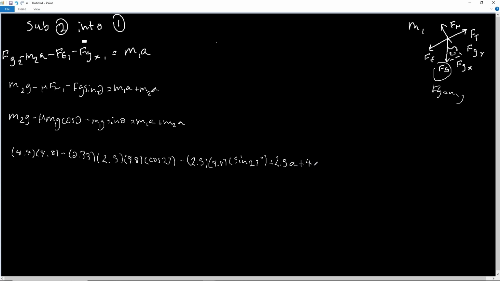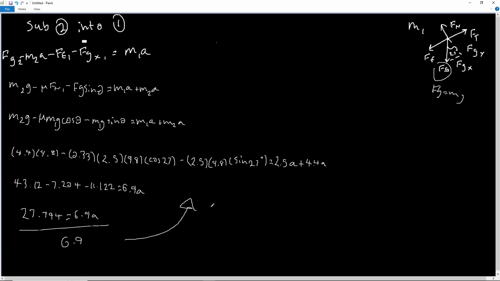2.5a plus 4.4a. Now, if you plug this straight into your calculator, you would get 43.12 minus 7.204 minus 11.122 equals 6.9a. That would be 27.794 equals 6.9a. Let's divide by 6.9. So a would equal 3.6 meters per second squared. Therefore, the acceleration of the system is 3.6 meters per second squared.